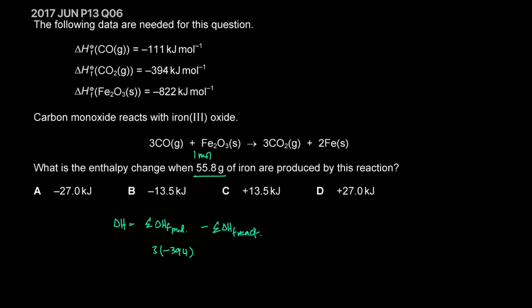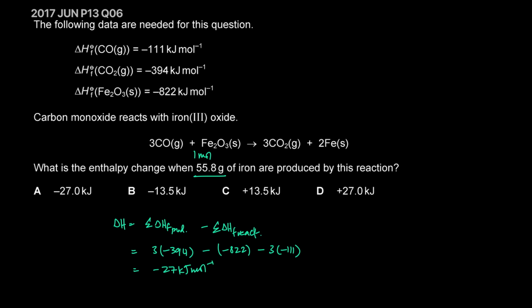And then we're going to subtract the enthalpy change of formation of the reactants. Again, the enthalpy change of formation of iron, which is an element, is just 0. So that's the products, and we subtract the enthalpy change of formation of the reactants. We have 1 mole of Fe2O3, that's minus 822. So we subtract that, and we subtract the enthalpy change of formation of carbon monoxide. And we have 3 moles of carbon monoxide. That'll be minus 3 times negative 111. Okay, and this gives us the enthalpy change as negative 27 kilojoules per mole.